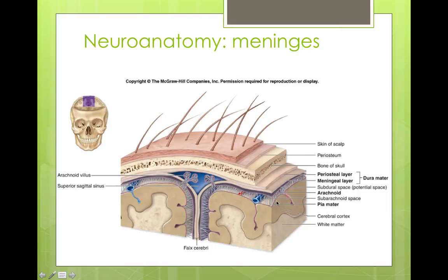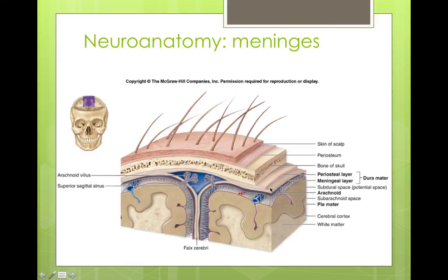So I want you to remember that between the bone and the dura, there is an epidural space. Between the dura and the arachnoid, there's a subdural space. Between the arachnoid and the pia, there's a subarachnoid space. Now, one more thing to know. In an epidural space, we have arteries.